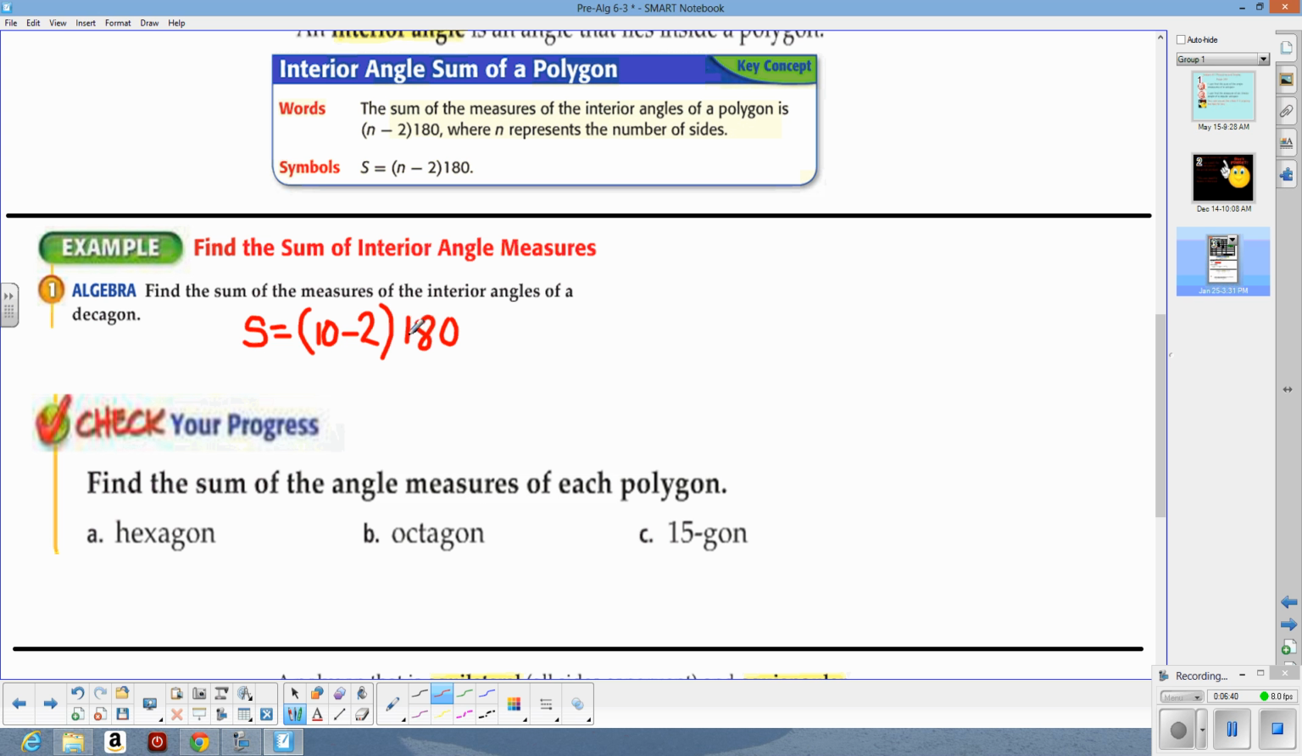So 10 minus 2 is 8, and then 8 times 180 is 1,440 degrees.